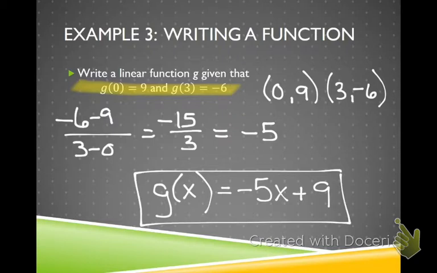So the sad thing is, if you do accidentally write y equals instead of g of x, it is wrong because you did not write a linear function. You wrote a linear equation. You did the slope right, you did the y-intercept right, but you did not write a linear function. Does that make sense?